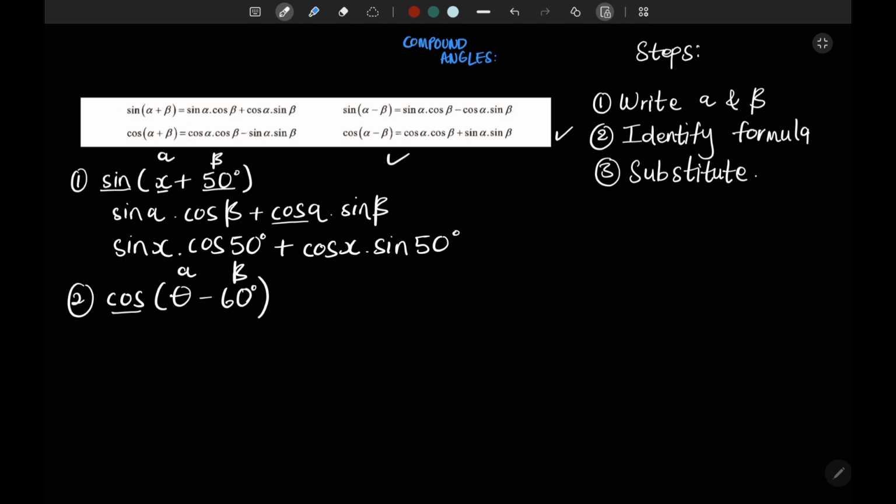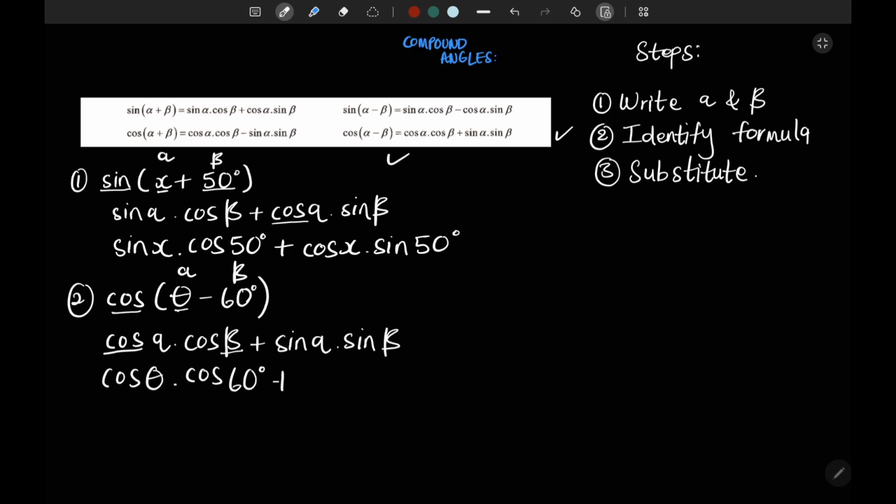Let's move to step 3, substitute. We have cos alpha, what is our alpha? Theta. Times cos beta, what is our beta? 60 degrees. Plus, we write this plus. We don't look at that sign, we use the plus that we were given in our formula sheet. So there should be plus sine, what is your alpha? Theta times sine, what is your beta? 60 degrees.